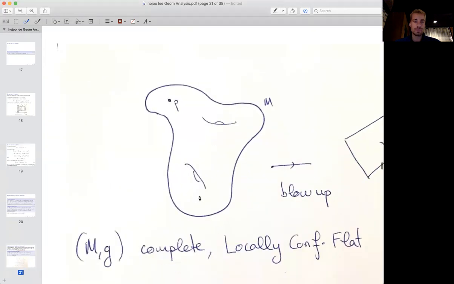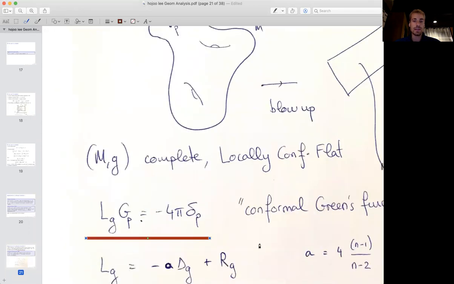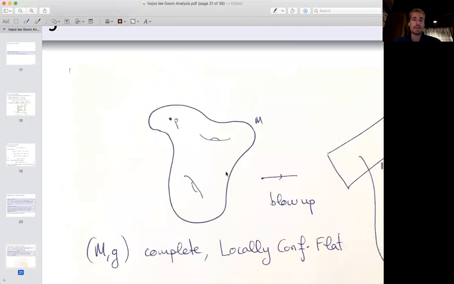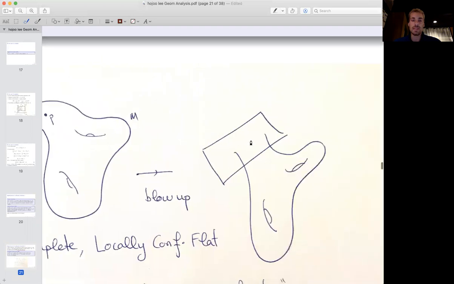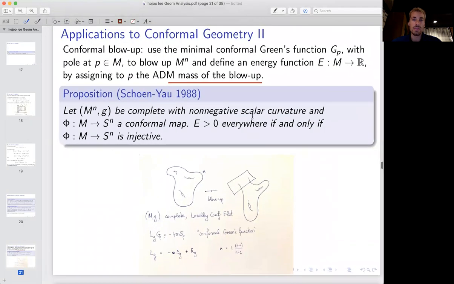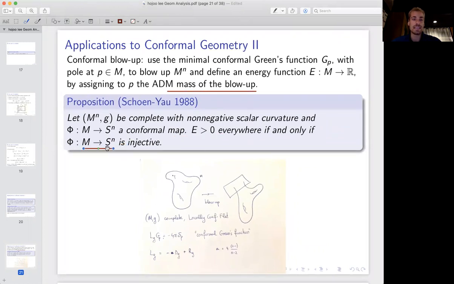So here is my manifold. Here is a point P. I consider the Green's function for the conformal Laplacian, right? The conformal Laplacian was what arose in one of the first slides, coming from the transformation of the scalar curvature under conformal change of the metric. Now, this has a pole at P and it blows up. And by multiplying the metric by the Green's function, on approach to P you end up opening up this region into an asymptotically flat end. You do so in such a way that the metric is sufficiently nice that you can define a mass, and that's something you can check. Then what they show is that if this mass is positive, then phi is injective. So there's this wonderful interplay between the ADM mass and the problem in conformal geometry.